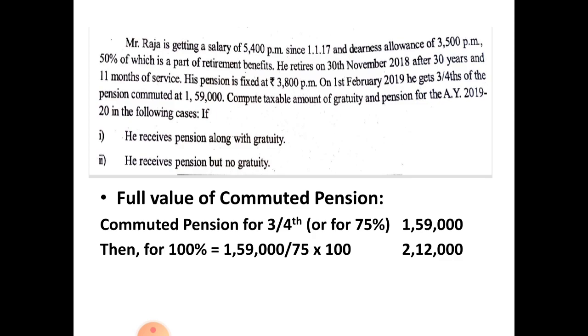Next, see this problem. Mr. Raja is getting a salary of 5,400 per month since 1/1/2018, and dearness allowance of rupees 3,500 per month, 50% of which is a part of retirement benefits. He retires on 30th November 2019 after 30 years and 11 months of service. His pension is fixed at 3,800 per month. On 1st February 2020, he gets 3/4 of the pension commuted at 1,59,000. Compute the taxable amount of gratuity and pension for the assessment year 2020-21 in the following cases.